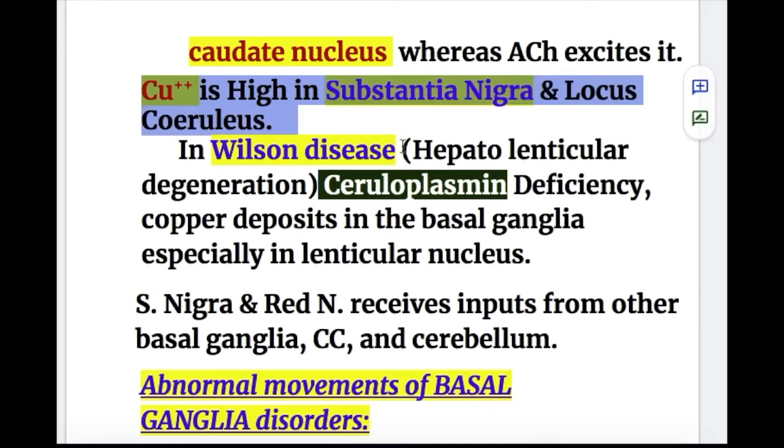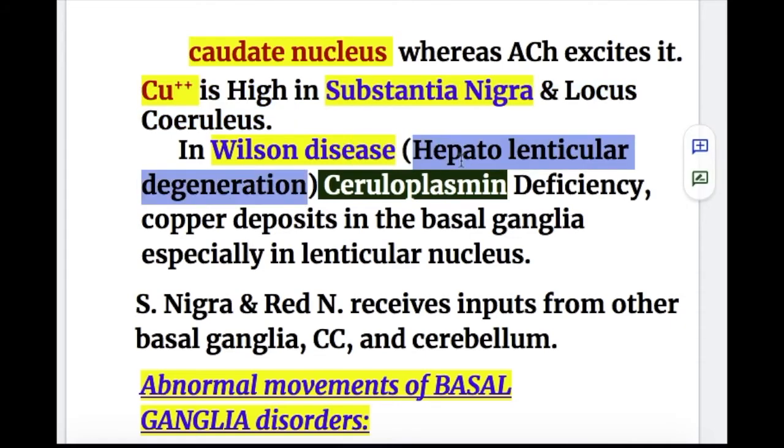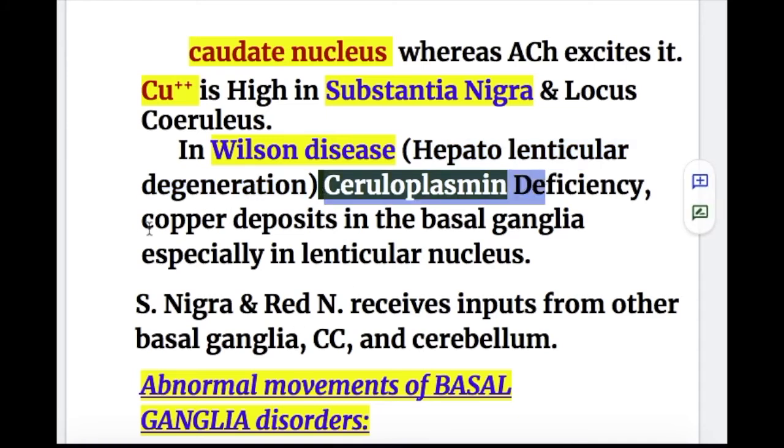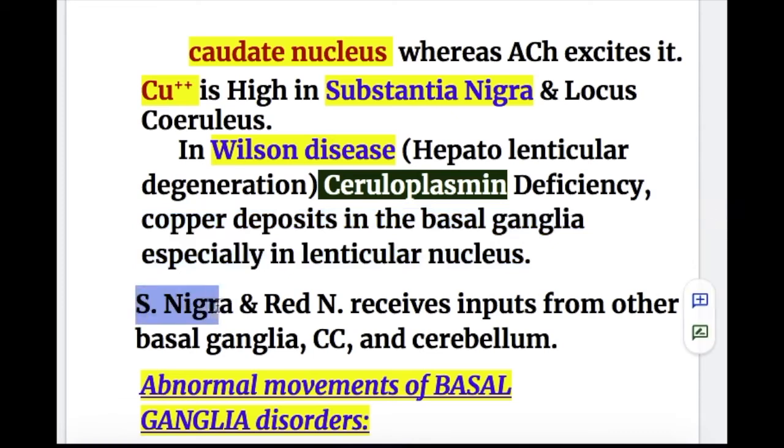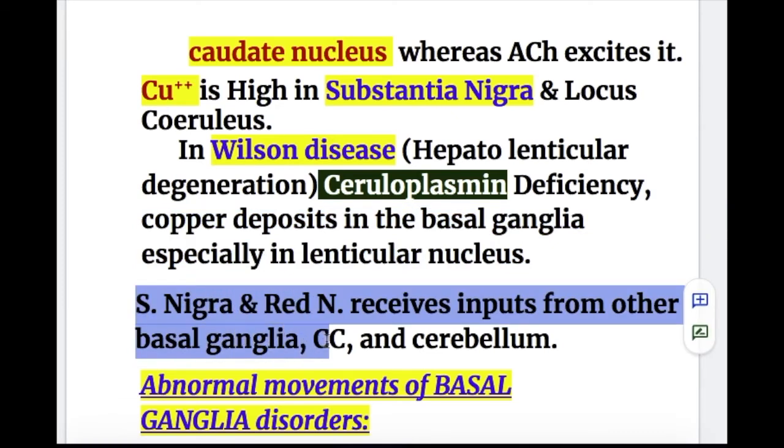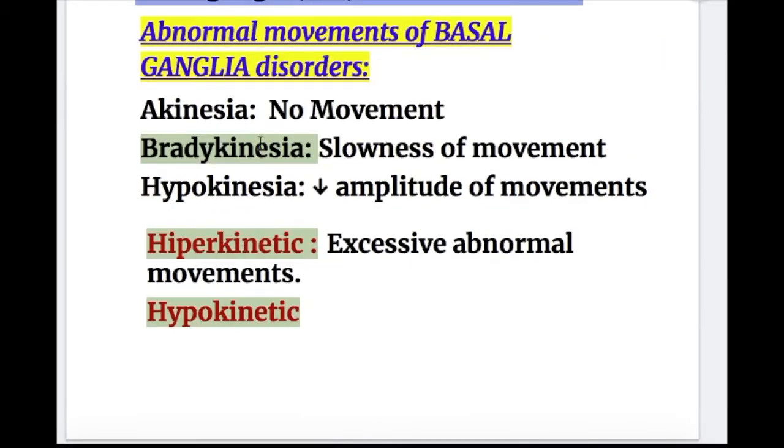And in Wilson disease, there is hepatolenticular degeneration to the liver and lenticular nuclei. Why? Due to ceruloplasmin deficiency. In this condition, Wilson disease, copper deposits in the basal ganglia, especially in the lenticular nucleus. Substantia nigra and red nucleus receive input from other basal ganglia, cerebral cortex and cerebellum, as I mentioned earlier. Now, abnormal movements of basal ganglia disorders.